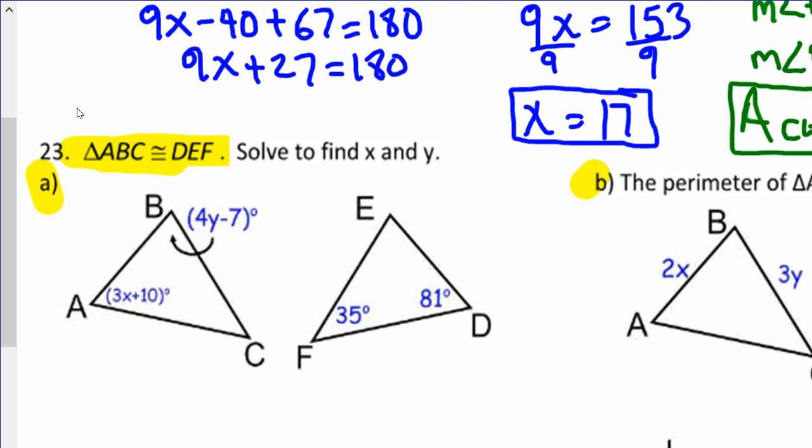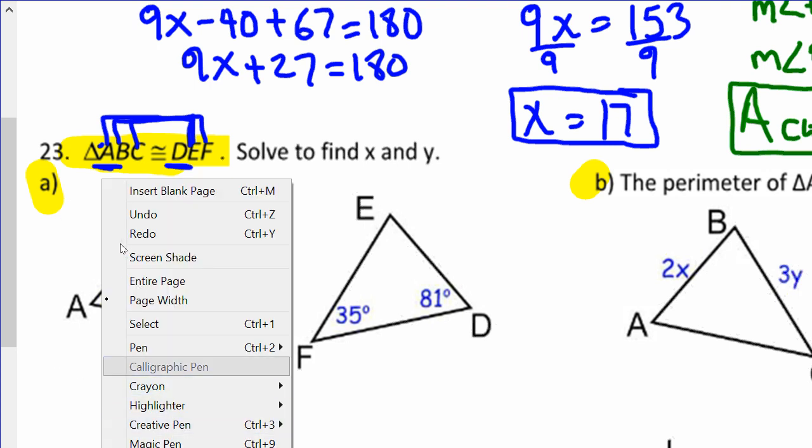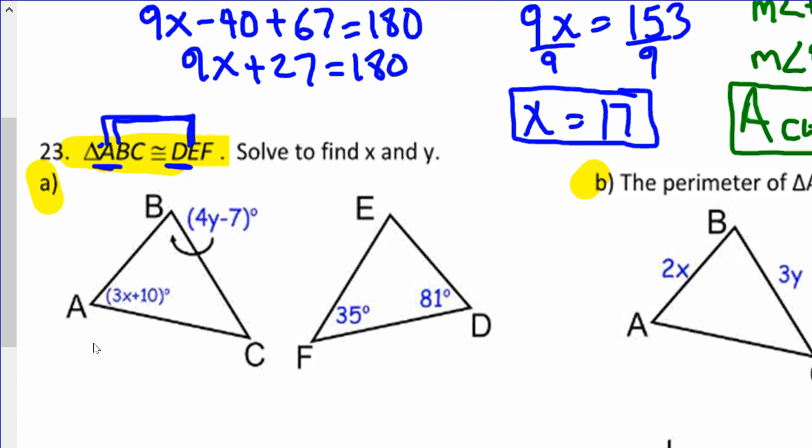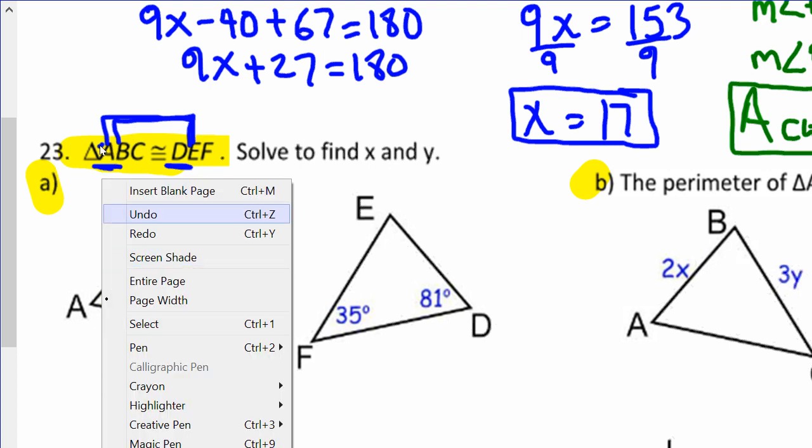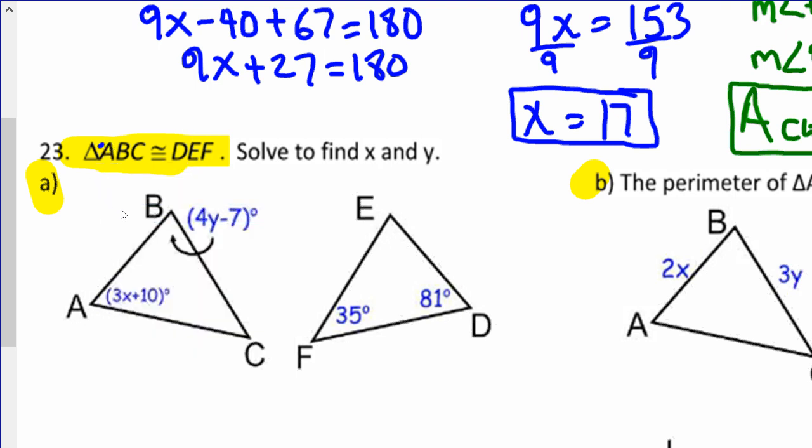Okay. The order of the letters is important. So angle A is congruent to angle D. Side AB is congruent to DE, and you can keep going on the line. So angle B is congruent to angle E. Angle C is congruent to angle F. So keep that in your mind. I have to use that fact to help me to solve this problem.